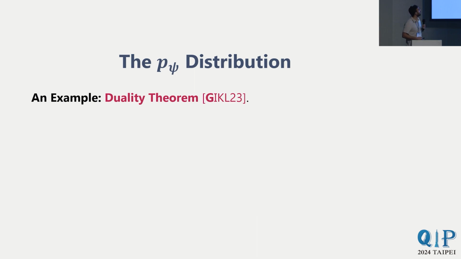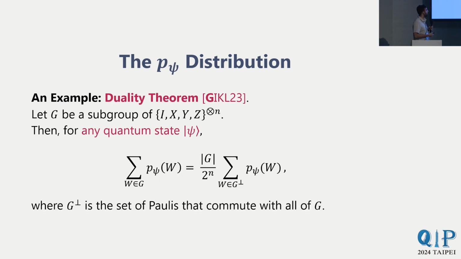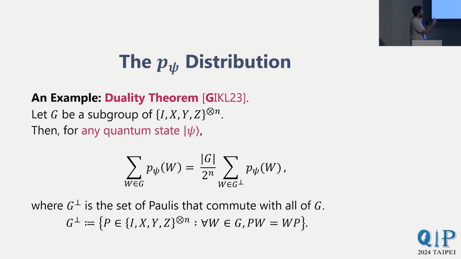So I want to tell you about the duality theorem. The duality theorem says that if you have a group G of Paulis, then the following equality holds for any quantum state. On the left-hand side, we have the p-psi mass on the group G. And we show that this is always proportional to the p-psi probability mass on this object G perp. And G perp is the commutant of G. This is the set of Paulis that commute with all of G. If you prefer the formal definition, here it is. But if you don't, you can ignore that.